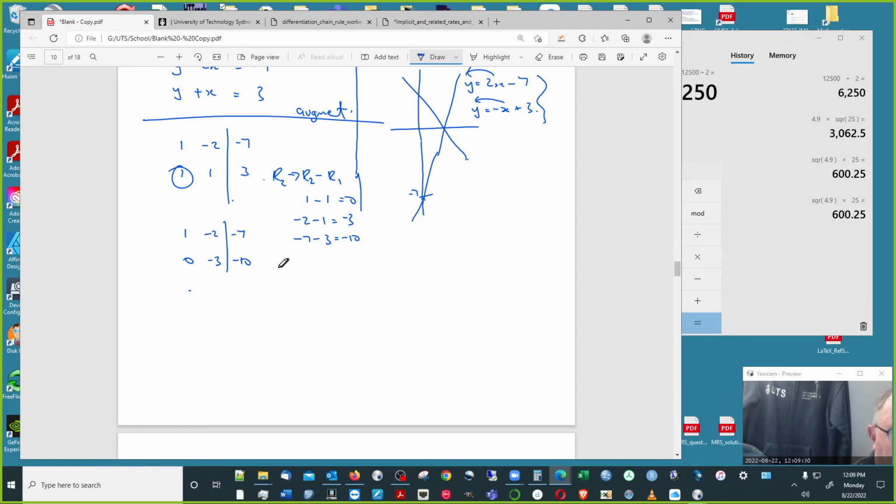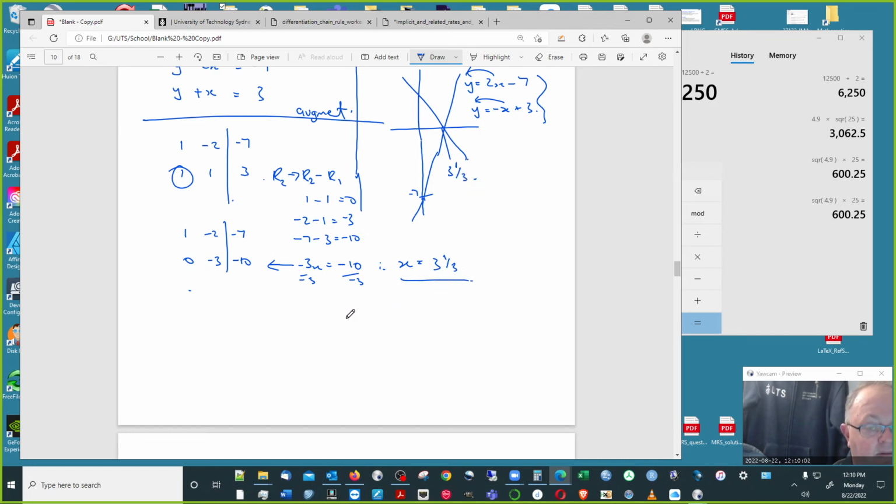Now this can be reinterpreted as minus 3x is equal to minus 10. So then we can rebuild it, if you like. Divide by minus 3. x is equal to 10 on 3, which is 3 1/3. So that's one of the solutions.